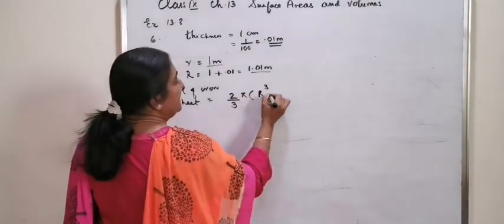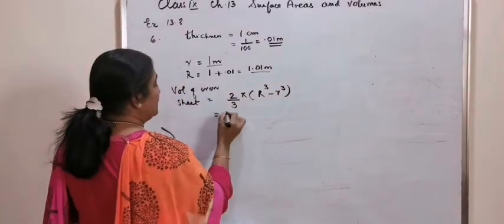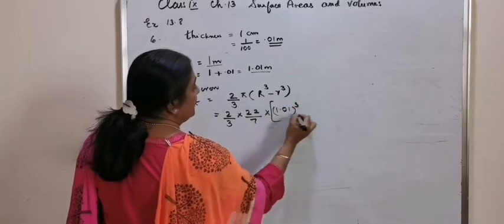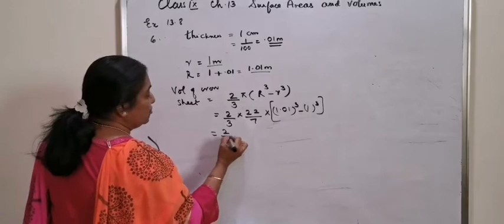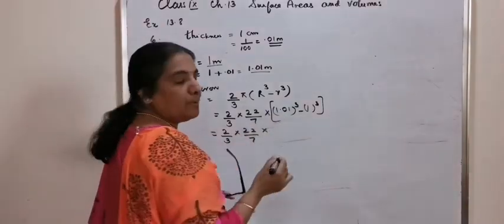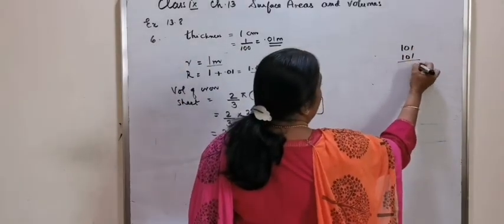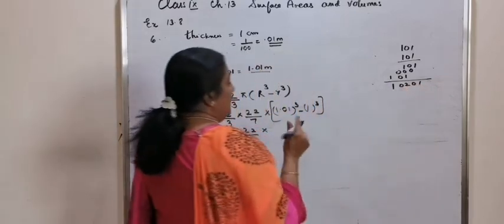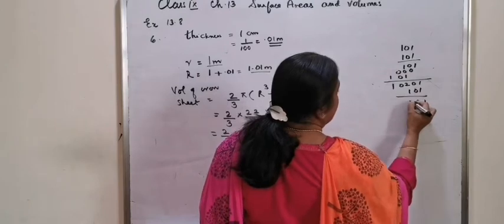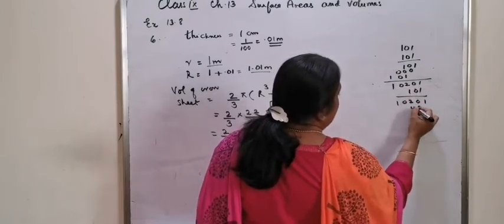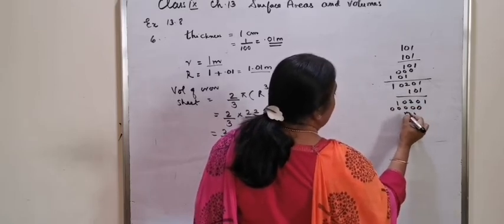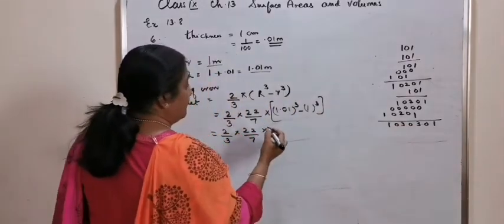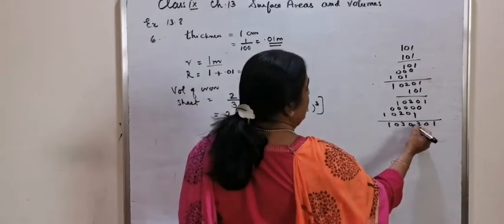the outer radius cubed minus the inner radius cubed, which is equal to 2 by 3 into 22 by 7 into 1.01 cubed minus 1 cubed. Now 101 into 101 into 101 again gives 1, 0, 2, 0, 1, and since there are 2 decimal places here, there will be 6 places.